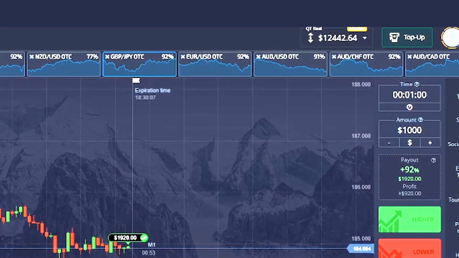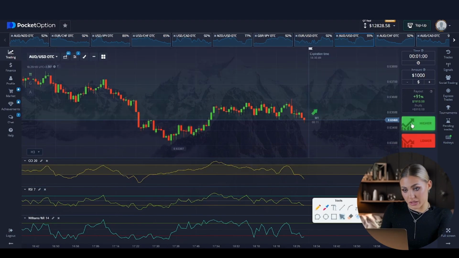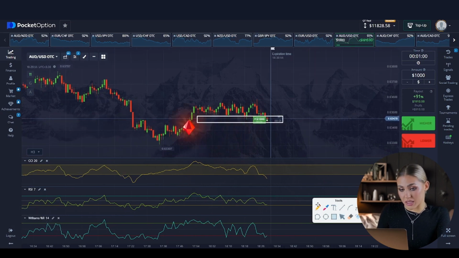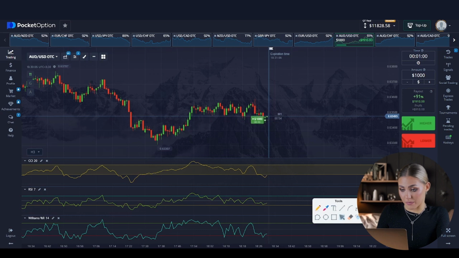Okay, I'll pause. Let's clock in the profit of $920 and move on. So investing $1,000 in a trade on the AUD/USD pair. The price is moving sideways between support and resistance levels. Currently, it's at the support level, and I expect it to go up towards the resistance level. 3 indicators are also in the oversold zone, supporting the idea that the price should increase after such conditions. It's just a logical choice.